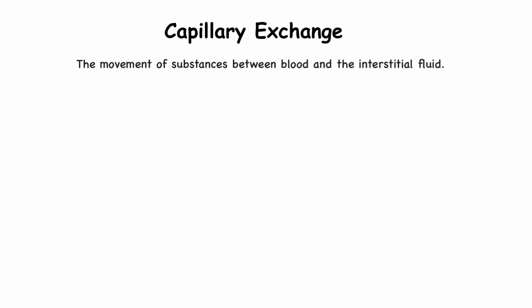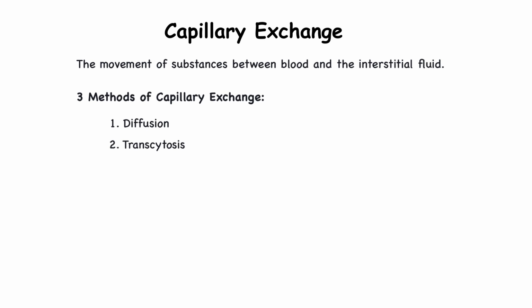So since there's this interaction in the capillary bed between the capillaries and the interstitial fluid, we can talk about capillary exchange. Capillary exchange is the movement of substances between blood and the interstitial fluid. And there are going to be three basic methods in how this happens. The first is diffusion, the second is transcytosis, the third is bulk flow. And we're going to go ahead and talk about all three of these.